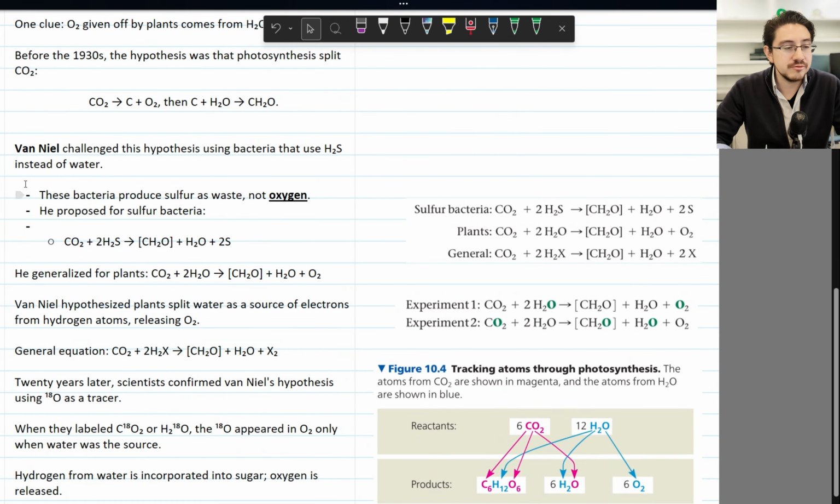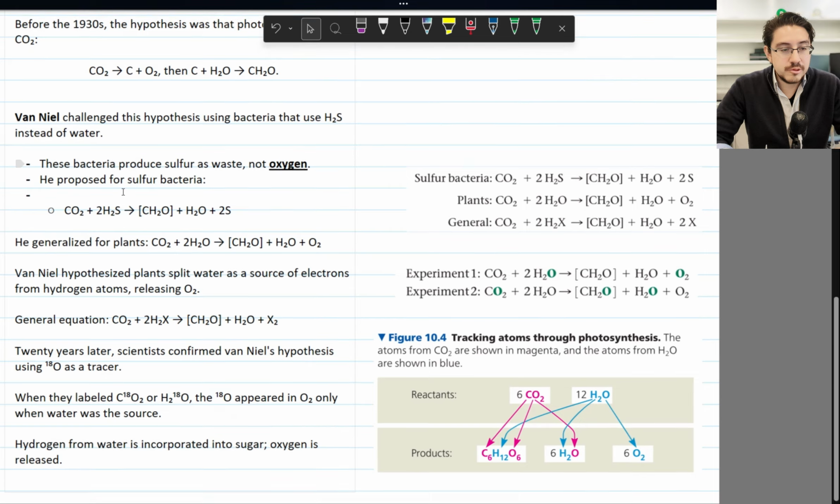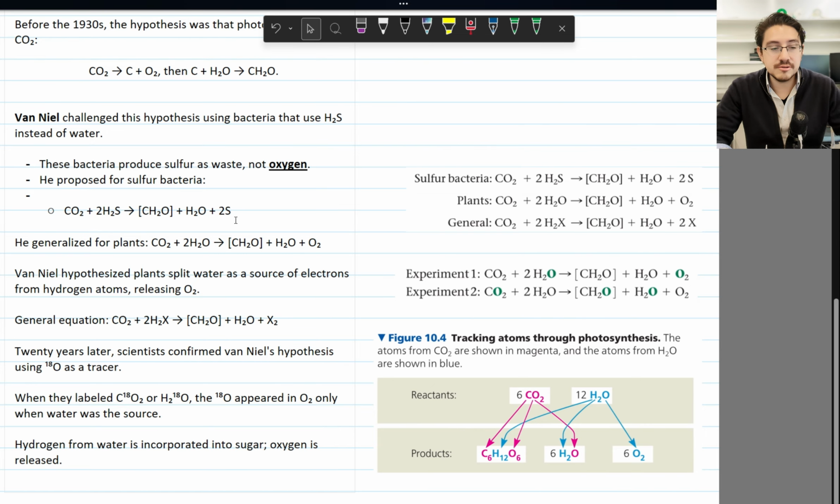A scientist called Van Niel challenged this hypothesis using bacteria that use hydrogen sulfide instead of water. So you're using sulfur bacteria. These bacteria produce sulfur as a waste and not oxygen. So he proposed for these special bacteria that if you have carbon dioxide and you have hydrogen sulfide, this would yield your sugar base, water, and 2 atoms of sulfur.